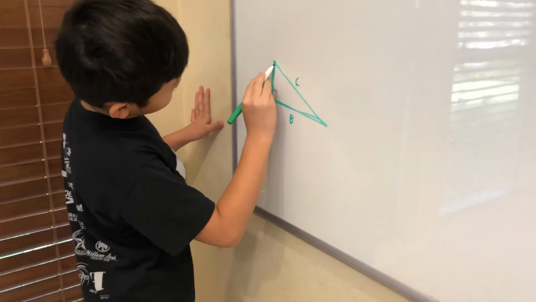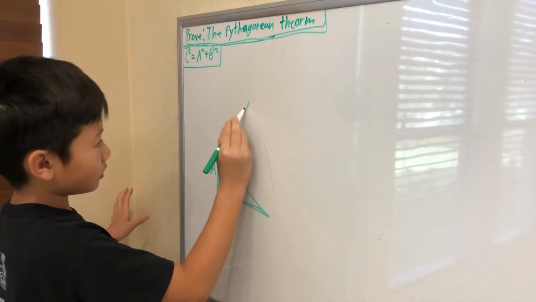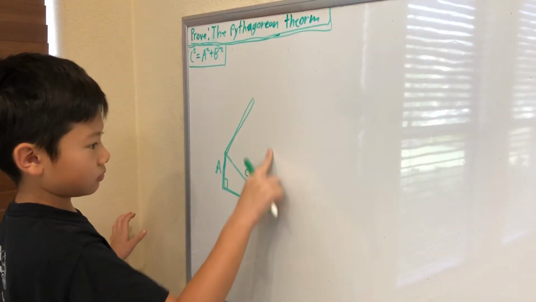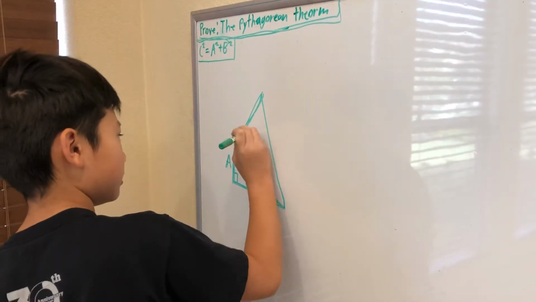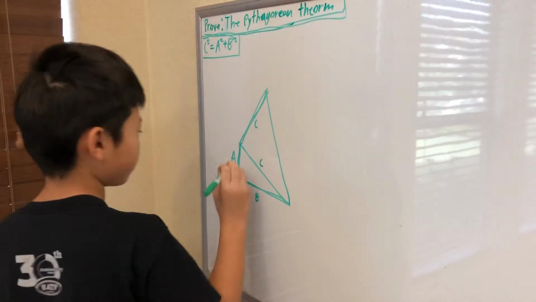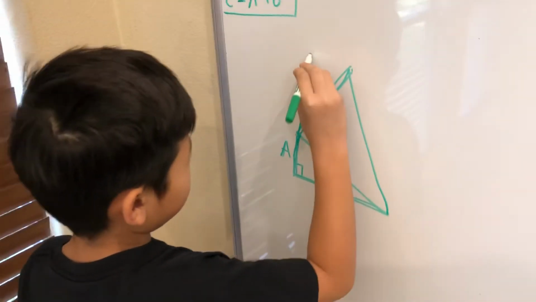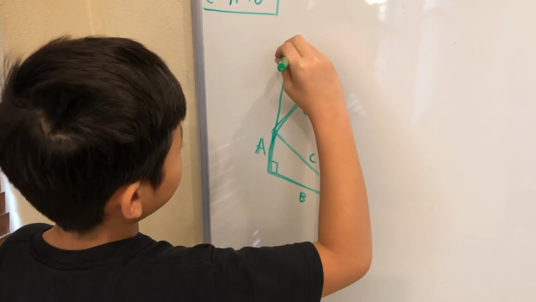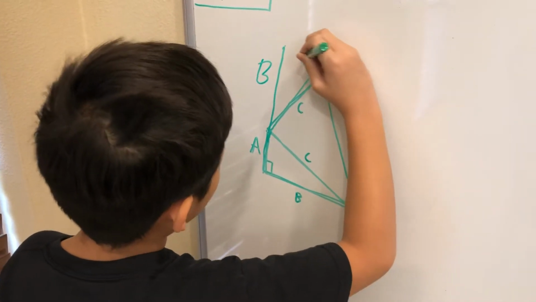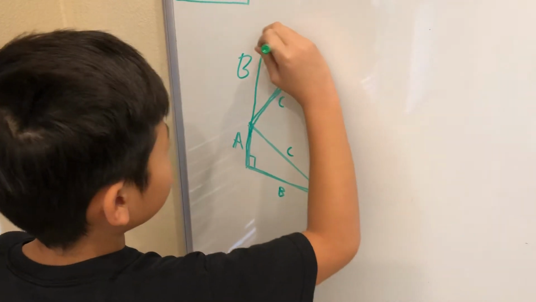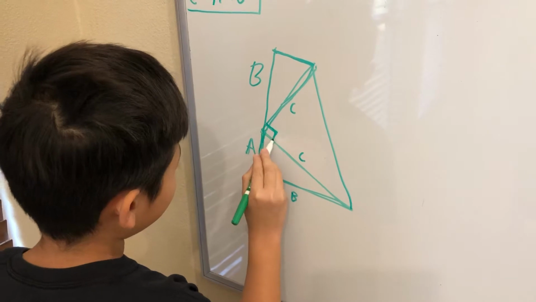Now we draw a perpendicular line, the length of C. Now we connect these points. Mark it C because it's a length of C. Then we draw a straight line from A to here, the length of B. Then we connect these two. We also know this is a right angle too.